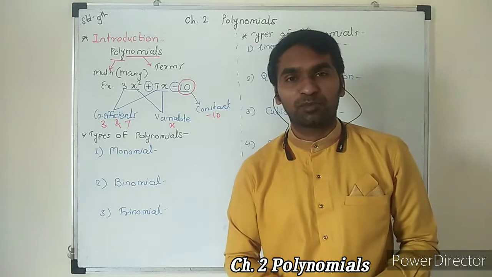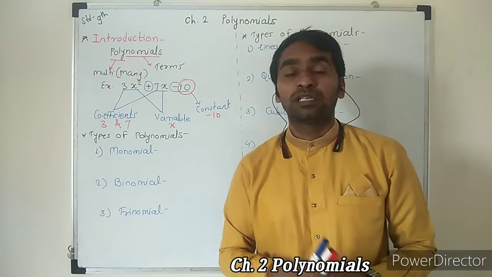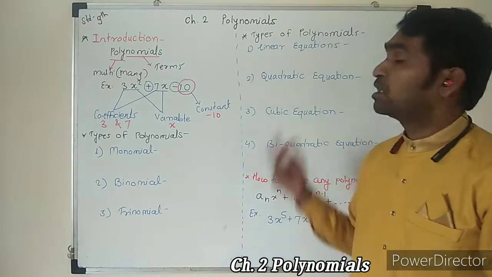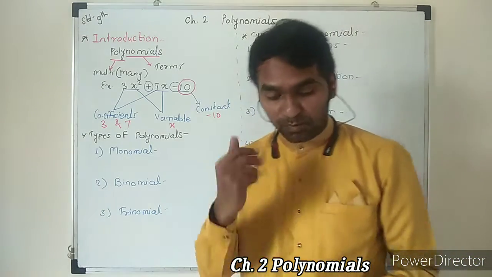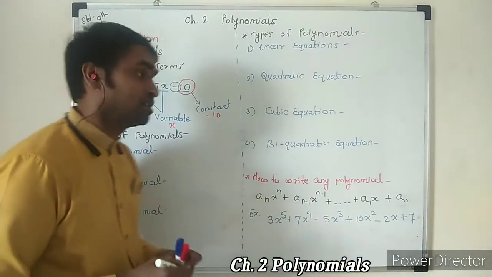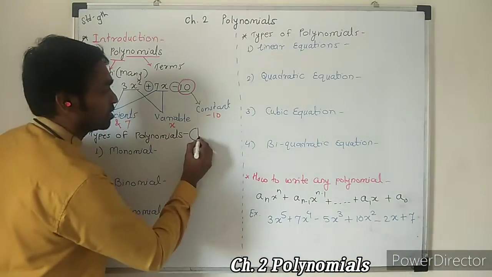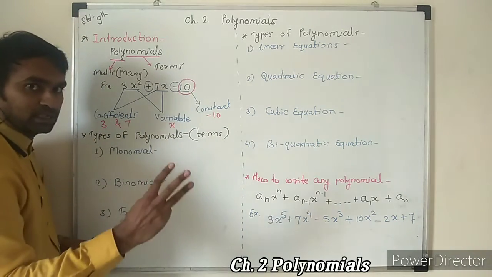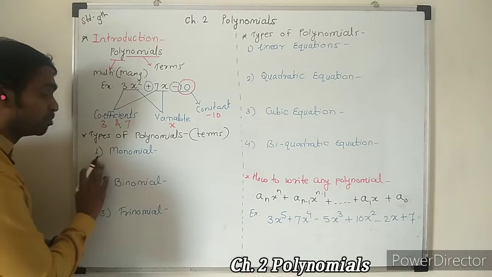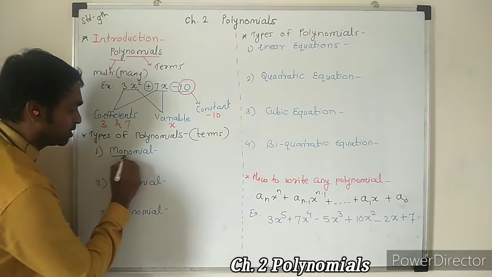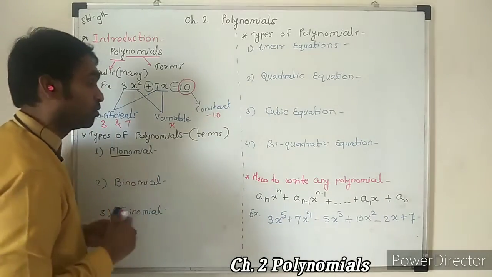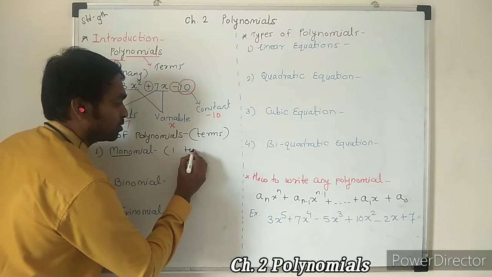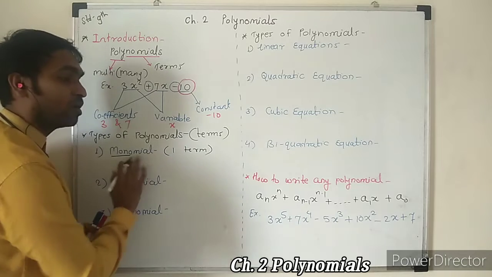Now these polynomials, how to classify them? There are two types of polynomials. Firstly, depending on the terms, and second, depending on the powers. First of all, the types of polynomials depending upon the terms. Here there are 3 types. First one, monomial. Mono means one term. Any equation having only one term is called a monomial.